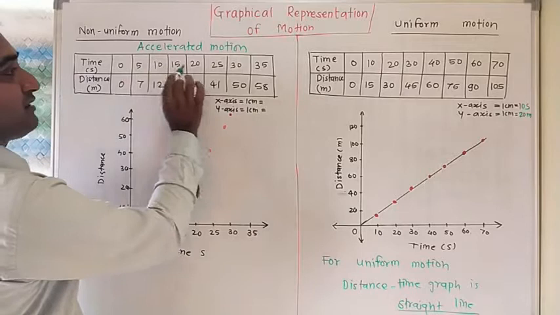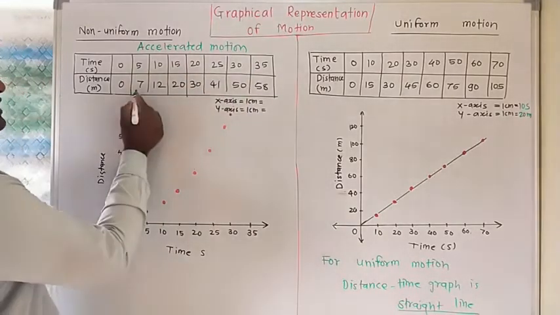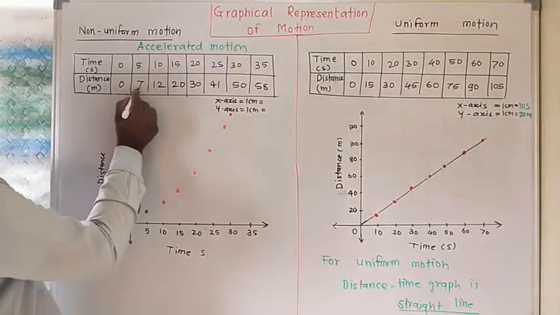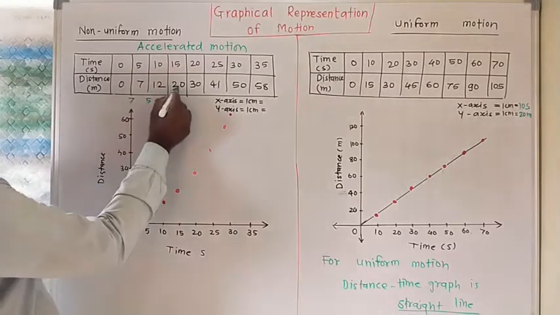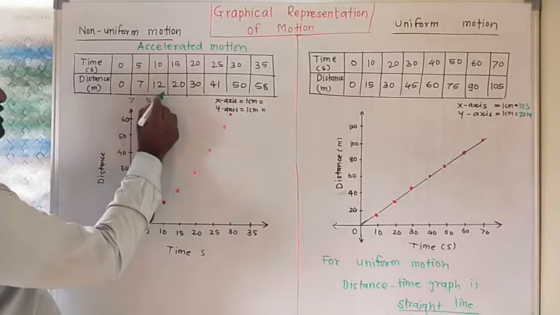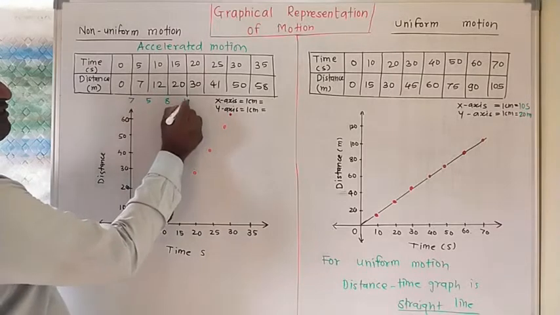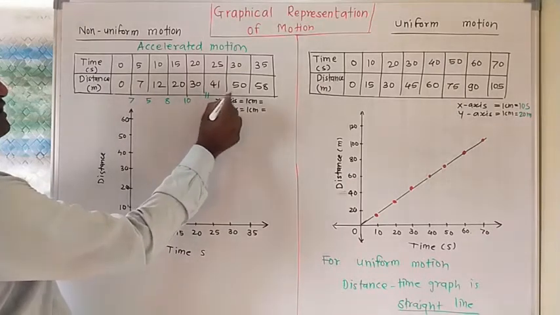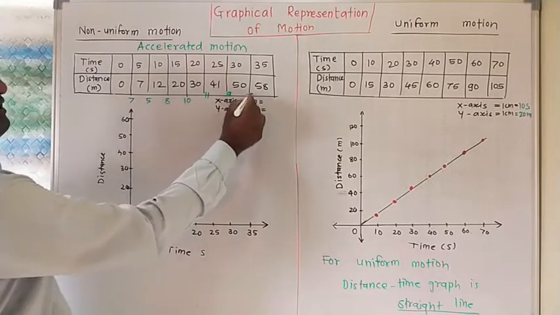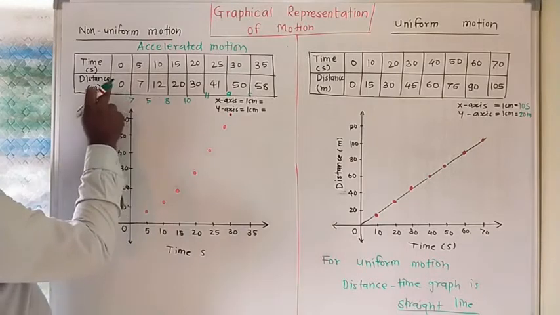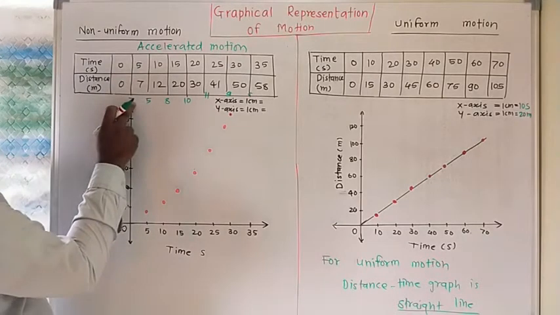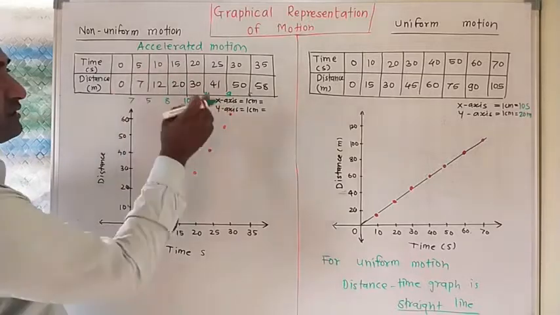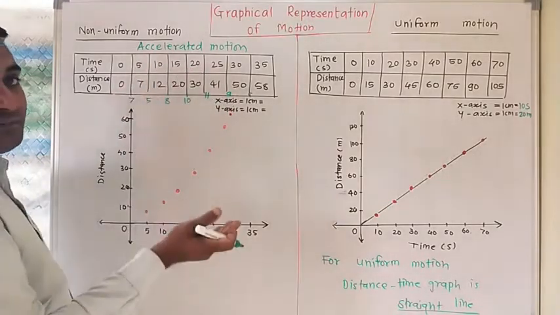So here the time interval is the same. But what about the distance? 7 minus 0, we get 7. 12 minus 7, we get 5. 20 minus 12, we get 8. Then we get 10, 11, again 9, and 8. So from 0 to 5, 7 meters; 5 to 10, 5 meters; 10 to 15, 8 meters; again 15 to 20, 10 meters.